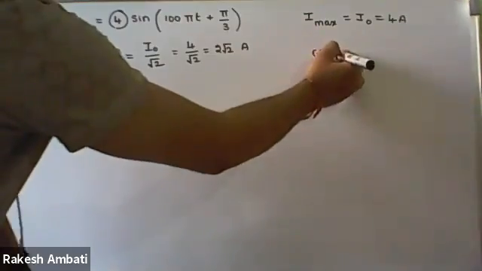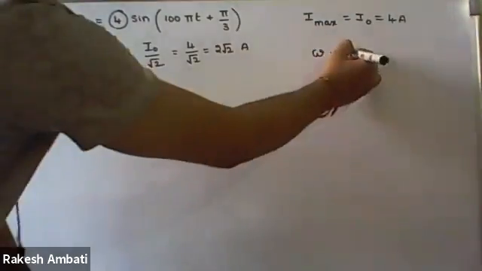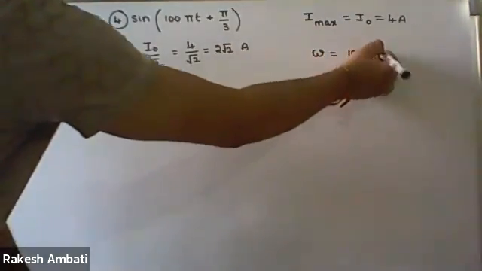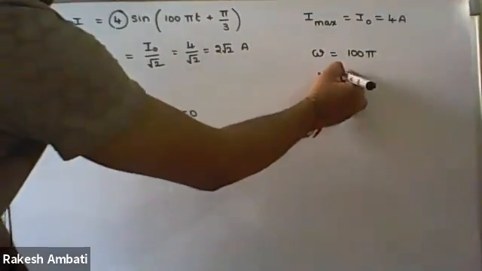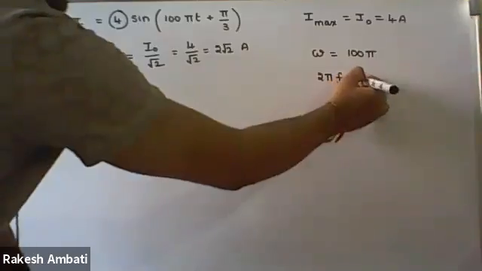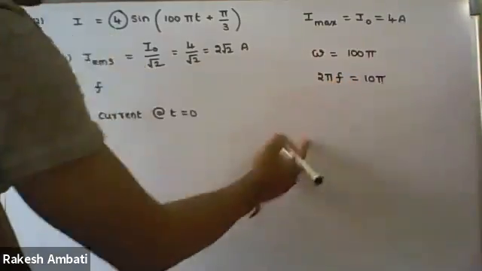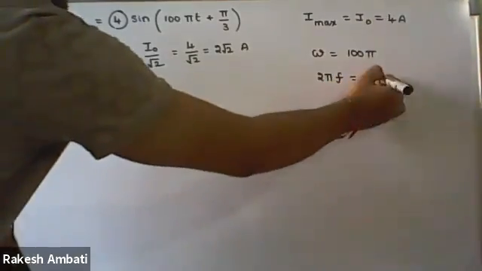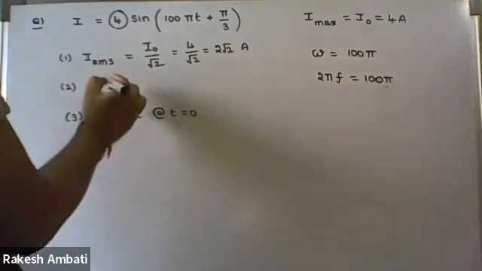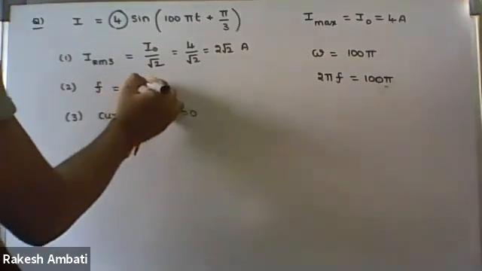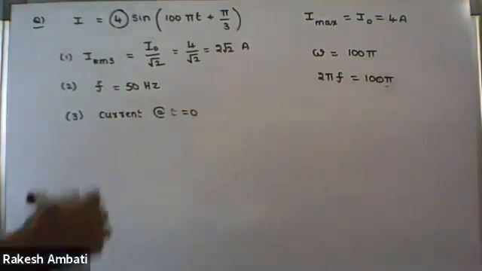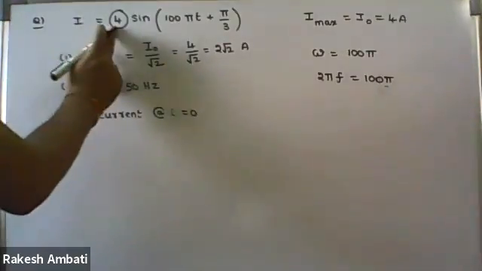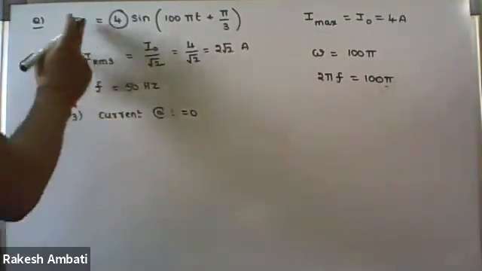What is the omega value? 100 pi. Okay. Omega means 2 pi f. Omega value 2 pi f equal to 100 pi. You simplify it, then what is the frequency we get? 50 hertz.